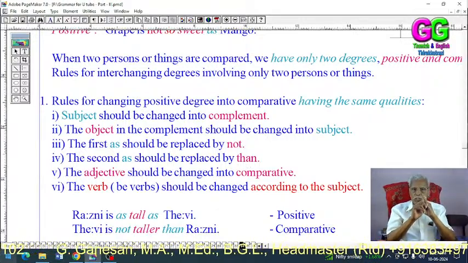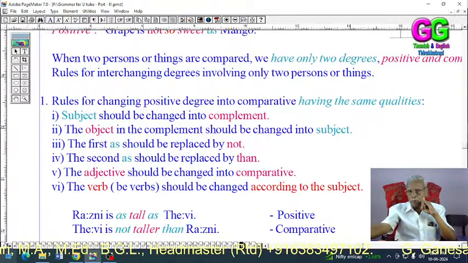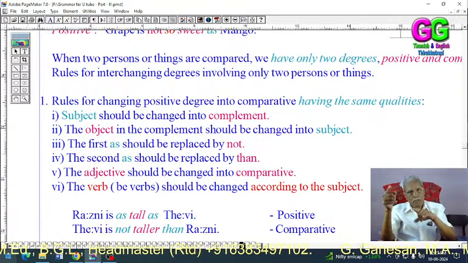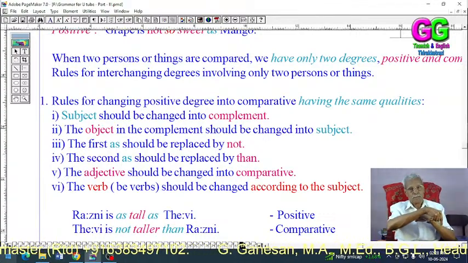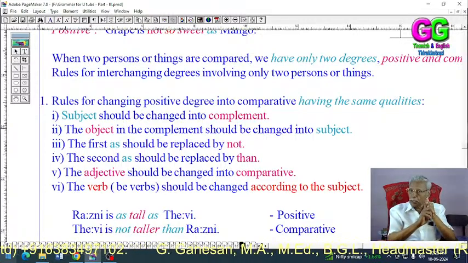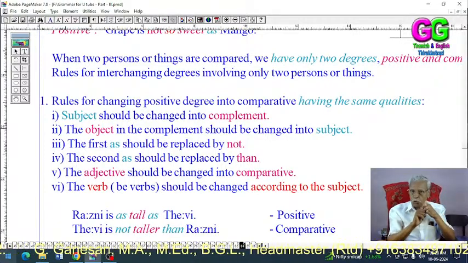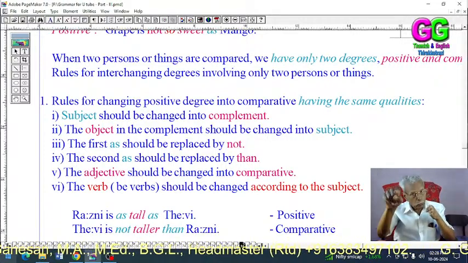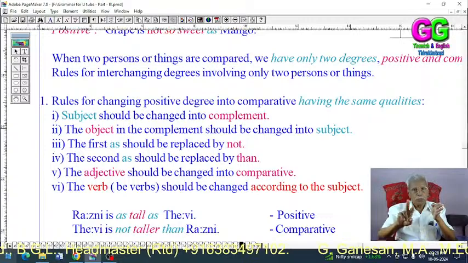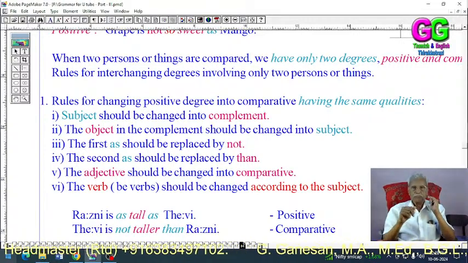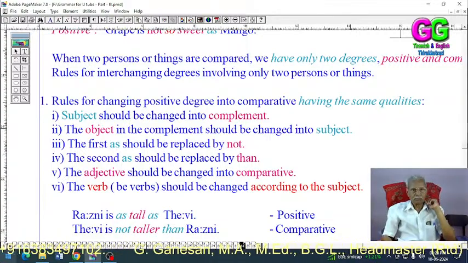Six rules. First, subject should be replaced to the object position, I mean complement position, and the object in the complement should be replaced to the subject position. 2 rules. Then the verb should be kept according to the subject. Fourthly, the first as should be replaced by not. Fifthly, the positive degree adjective should be changed into its comparative. Sixthly, the second as should be replaced by than. That's all. So okay, let us see.